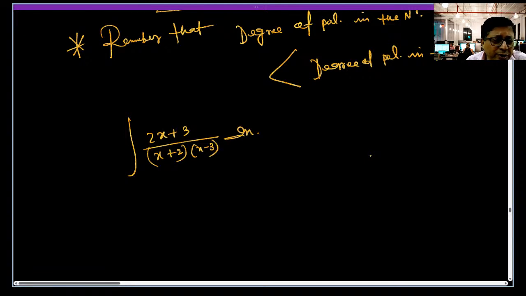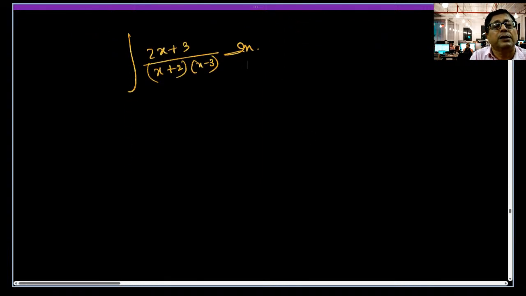Suppose this is the sum. I am showing you the introductory sum only. Tomorrow or some other session we'll do more sums. That kind of sums you require. But try to do with me today.